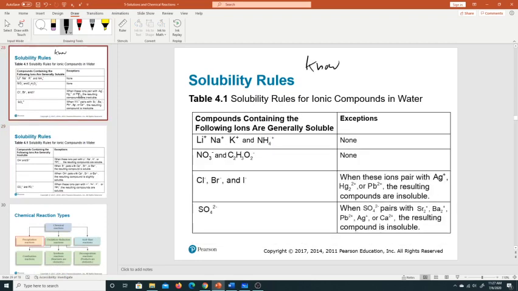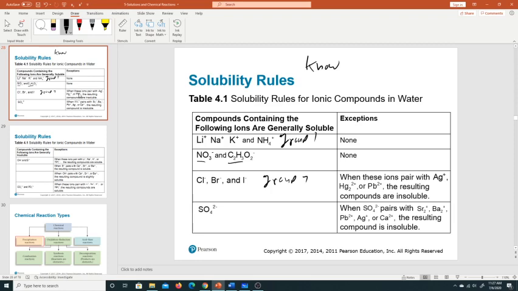A good hint: all alkali metals dissolve in water. This is group 1. Anything in group 1 will dissolve. All nitrates and all acetates dissolve. There are no exceptions here. Most group 7 ions dissolve. Most of them dissolve with the exception of silver, mercury, and lead. So what you may want to do is memorize some of the exceptions. You can think about it that way.